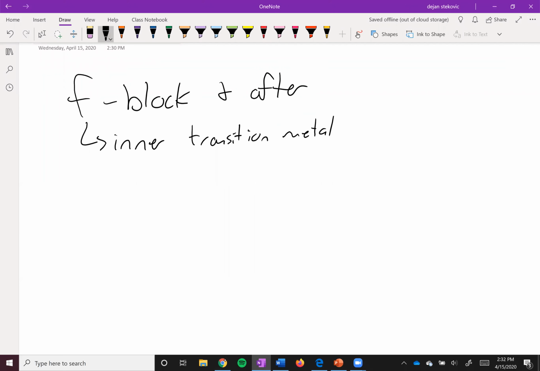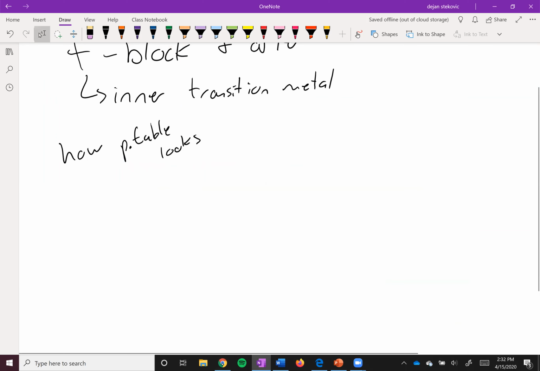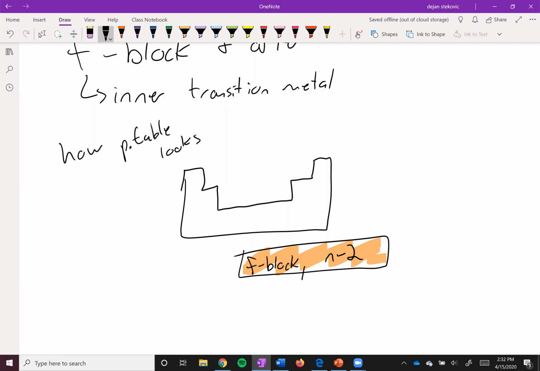So let's take a look at some oddities of the periodic table, and how the periodic table looks. So let's draw a little diagram of it. We've got this periodic table here, and then we've got these two rows down here. These two rows are the F block. And similar to the transition metals, they're going to be a lower n. So these are actually n minus 2.